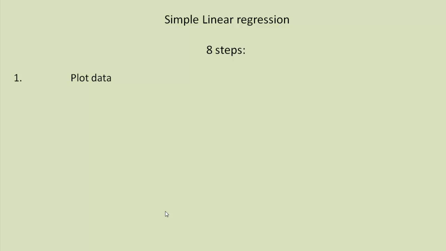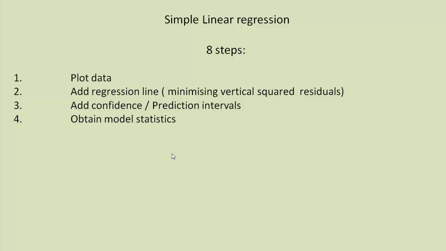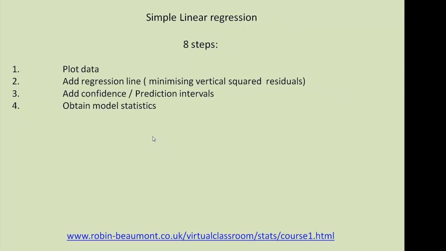Step 1 is always to plot the data. 2, we add the regression line. Remember, we're talking about minimizing the vertical squared residuals here, and we're talking about a straight regression line. Then we consider adding a confidence and prediction interval to the line, which shows us how typical our points are to the predicted line. Then we obtain the usual model statistics, which consists of the parameter estimates and the ANOVA table, details below.